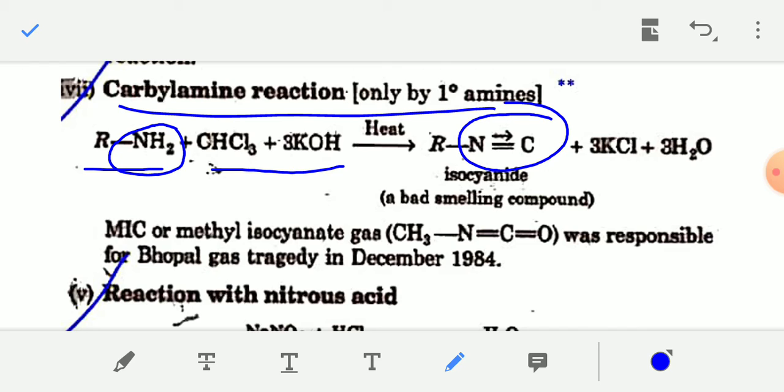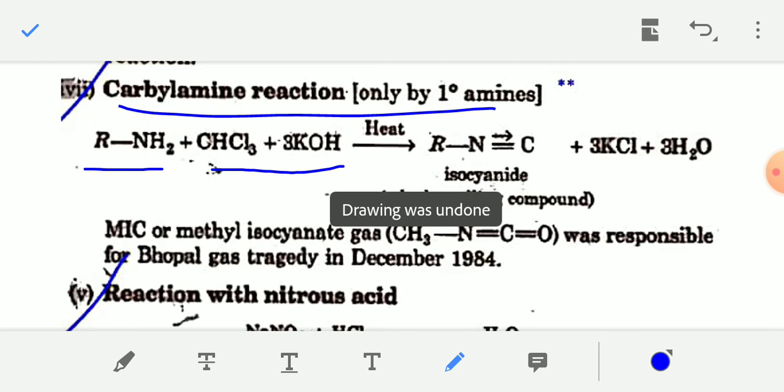So using this carbylamine reaction, you can identify 1 degree amine or primary amine, because primary amine, when reacting with chloroform and KOH, will produce a bad smelling compound which is alkyl isocyanide.